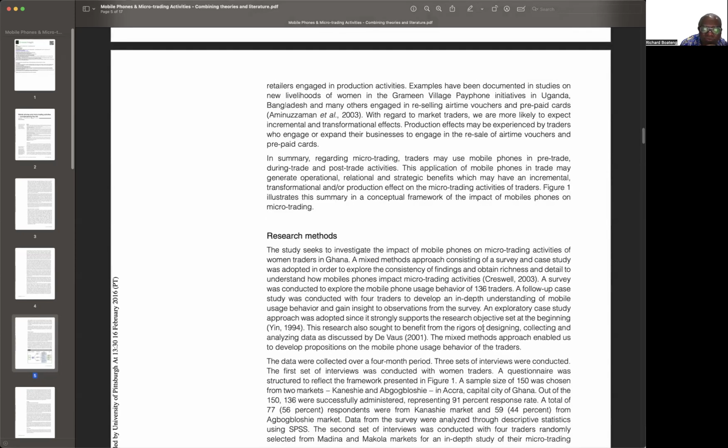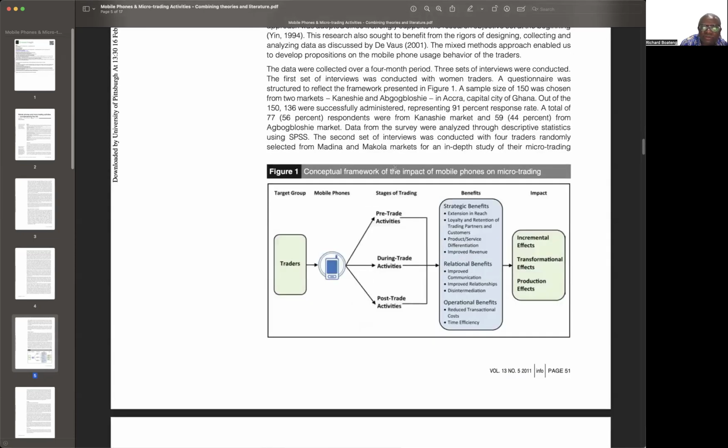Now, based on this, a model was developed, a conceptual model framework of the impact of mobile phones on micro trading.